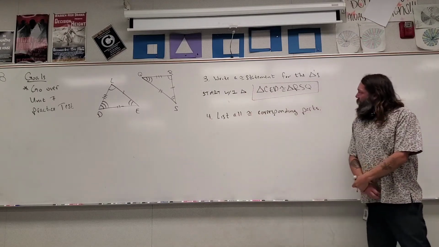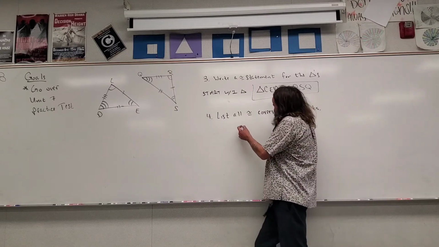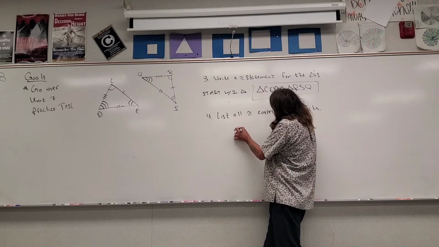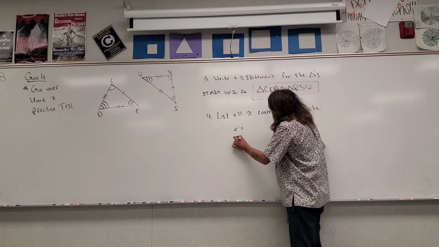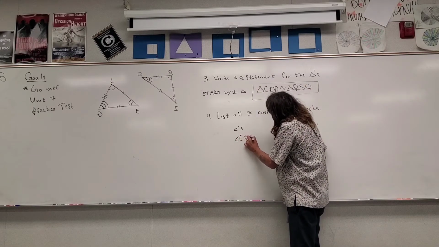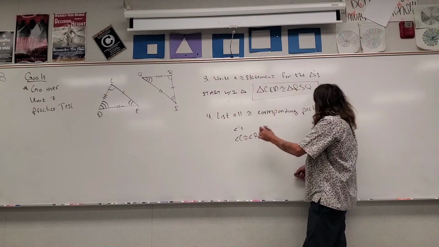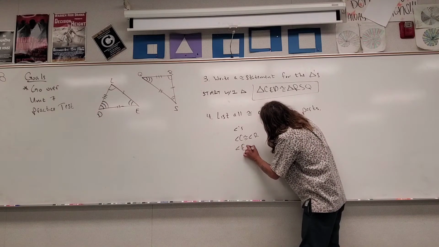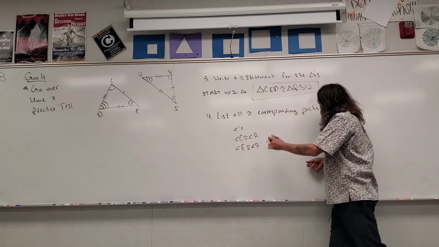Now I want you to list all the congruent corresponding parts, meaning they're in the same position. I'll just use the order. So we'll talk about the angles. Angle C is congruent, corresponding to angle R. Angle E is congruent, corresponding to angle S. And angle D is congruent and corresponding to angle Q.